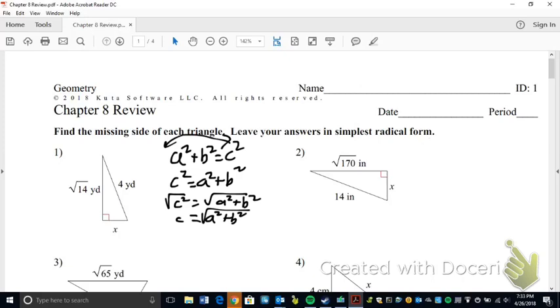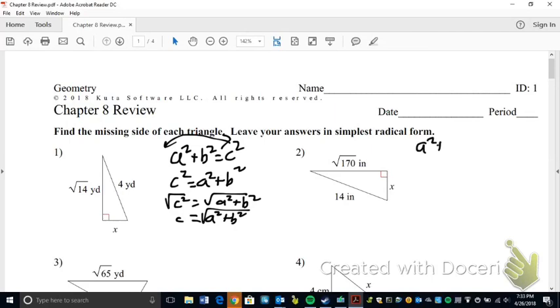Square roots and squares are inverse operations, so the square root of c squared is c. If you're not sure about that, plug any number you want in there, run the math, and you'll be great. Now notice that we can't do that on the other side. The square root of a squared plus b squared does not equal a plus b. It's just the square root of a squared plus b squared.